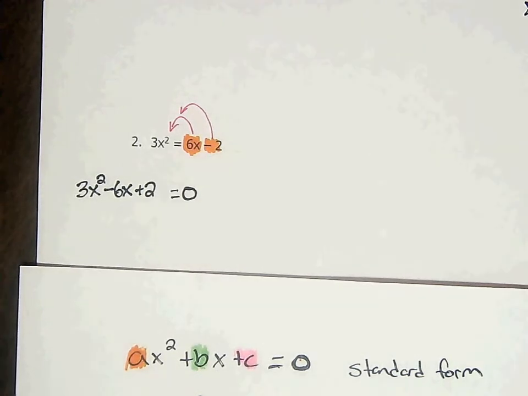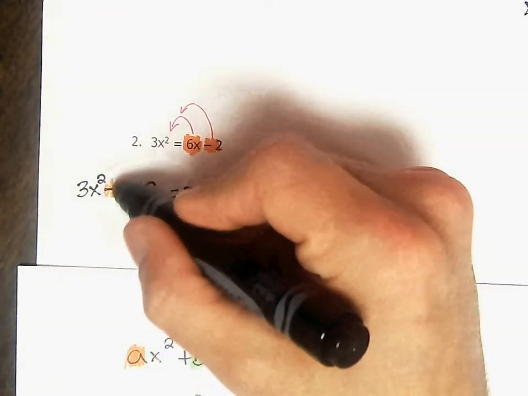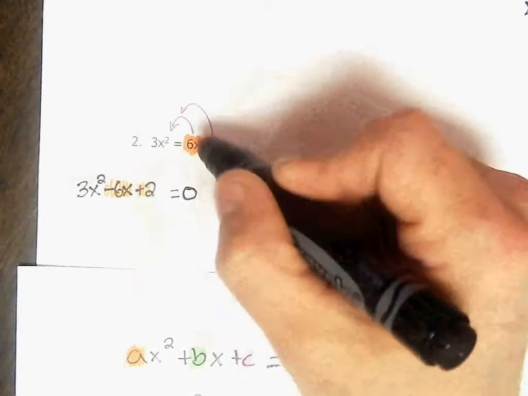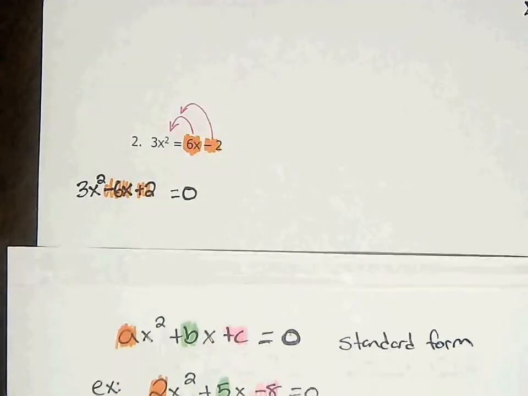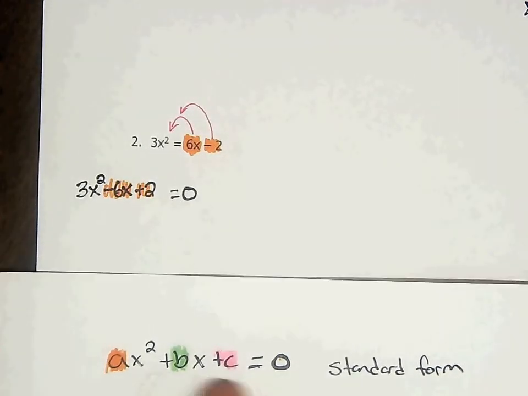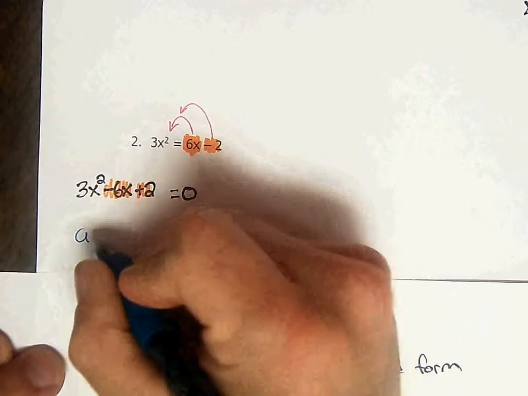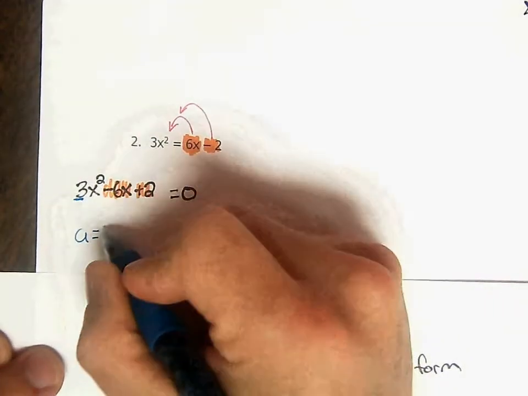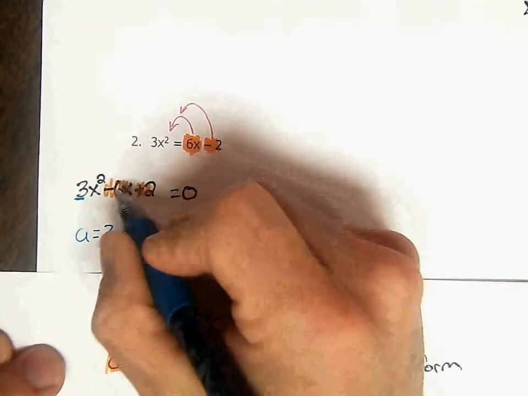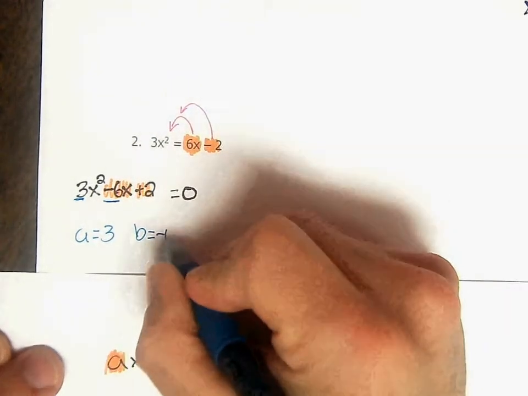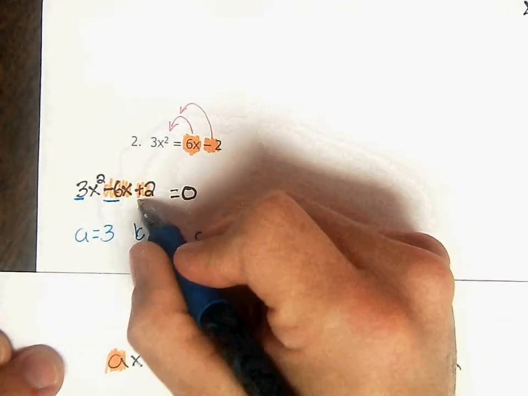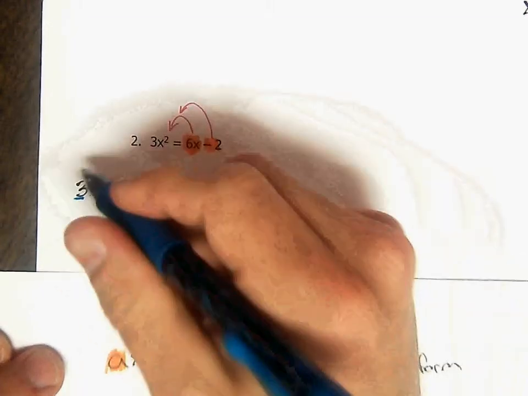Okay, so I took some time. I moved these guys over here. They changed sign, and now my problem looks like this standard form. So now I can begin to say what's my A, what's my B, what's my C. I'm sure you can figure out A, B, and C. A is the number in front of your x squared, so A is 3. B is the number in front of your x, so B is negative 6. And C is a constant by itself, C is positive 2.